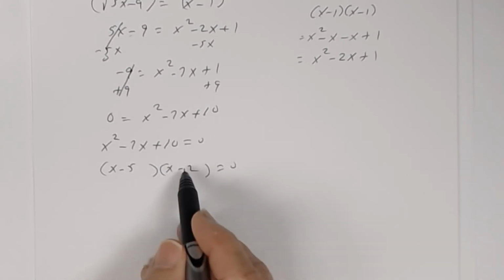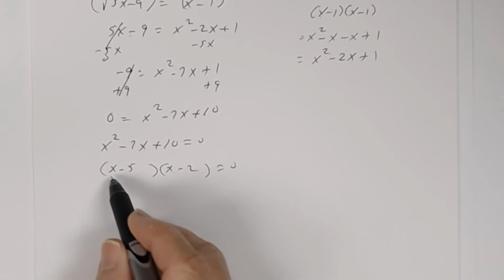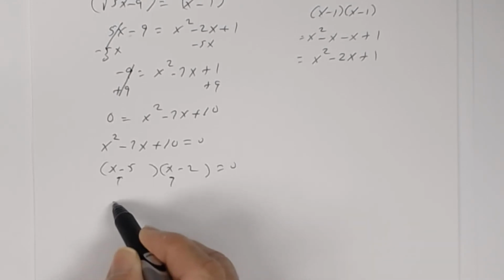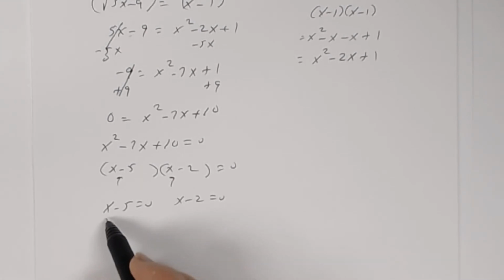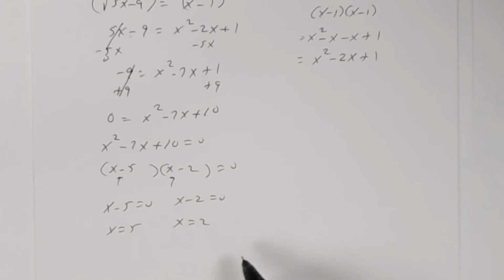And now remember, you're going to use the zero factor property because you have two factors here whose product is 0. So one of those has to be 0. So x minus 5 equals 0, x minus 2 equals 0. And then when you solve these two linear equations, you get x to be 5, x to be 2.